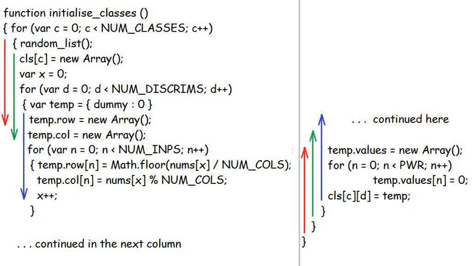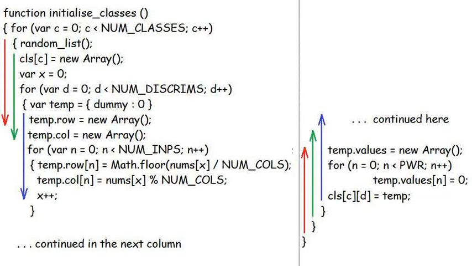What we do need to be part of temp is an array called row and another called col. These will hold the row and column for each address line. For that discriminator, we read the number of values from nums corresponding to the number of inputs and turn them into a row and column number using modulo arithmetic. X increases at each step to move along the array nums. Finally, for that discriminator, we set the entire contents of array values to 0 to indicate that the discriminator is blank. Note that we use the limit of PWR to clear the whole of values.